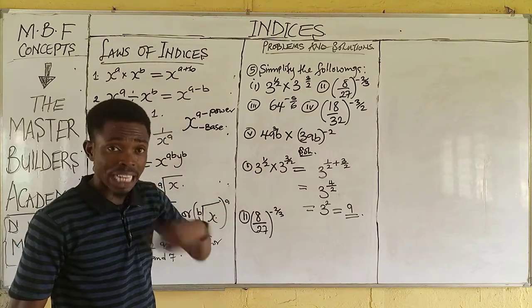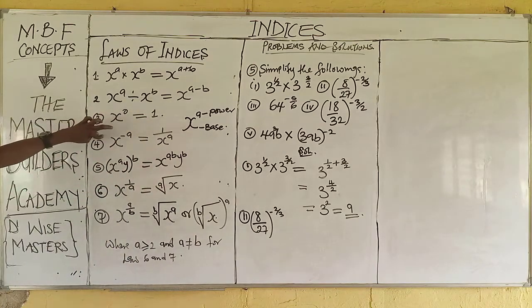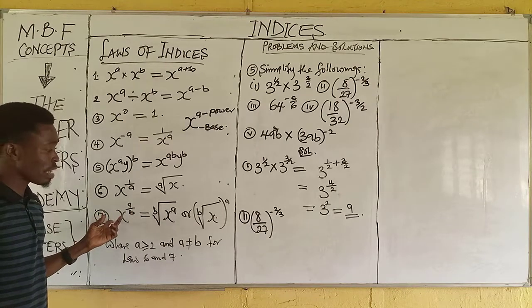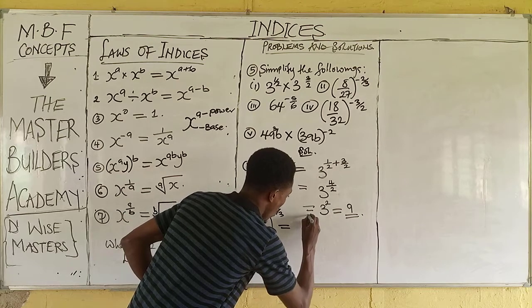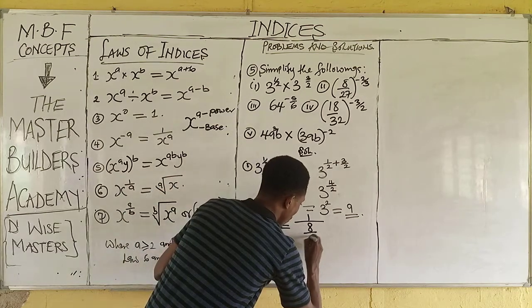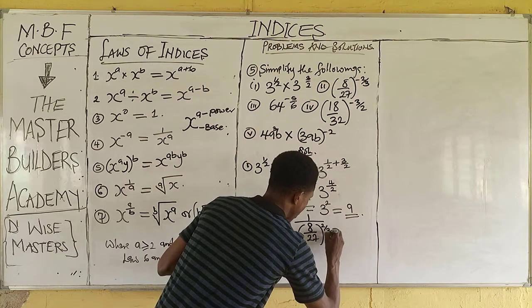And what do I say you do? Negative comes first before fraction using this law of indices. So negative is law 4 and the other is law 7. So we are going to start with law 4 and that would give us 1 all over 8 over 27 all raised to the power 2 over 3.